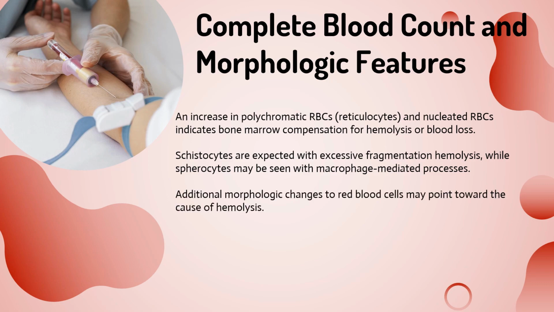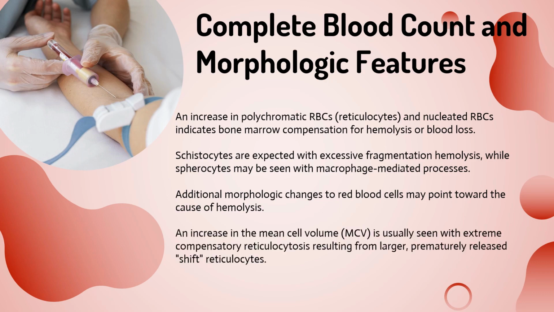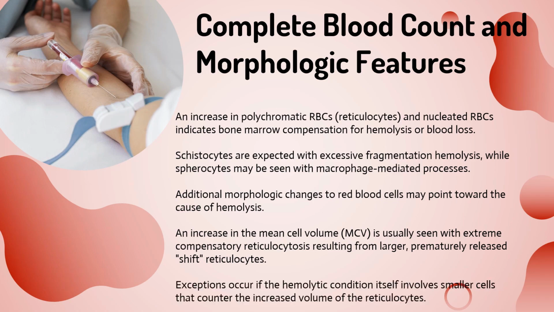Additional morphologic changes to red blood cells may point toward the cause of hemolysis. An increase in the mean cell volume, MCV, is usually seen with extreme compensatory reticulocytosis resulting from larger, prematurely released, shift reticulocytes. Exceptions occur if the hemolytic condition itself involves smaller cells that counter the increased volume of the reticulocytes.